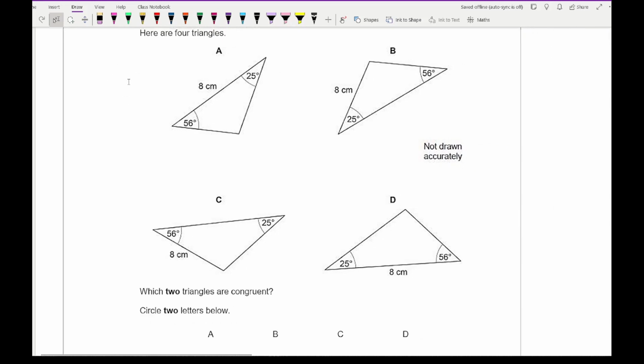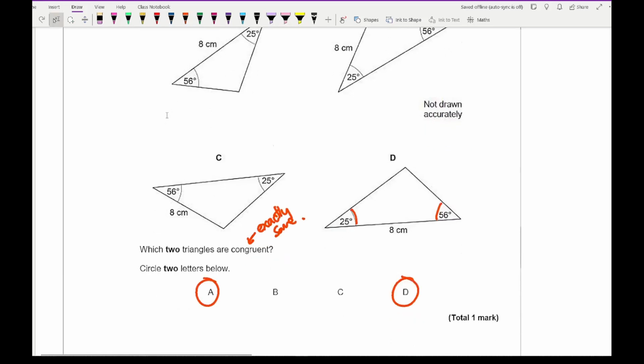So basically congruent means exactly the same. Now, although they are exactly the same in terms of shape, they can be reflected, they can be orientated differently, they can be rotated, so just be mindful of that. But the 2 triangles that are exactly the same are going to be A and D, and the reason for that is because the 8 centimeters is on the same line as your angles of 25 and 56.